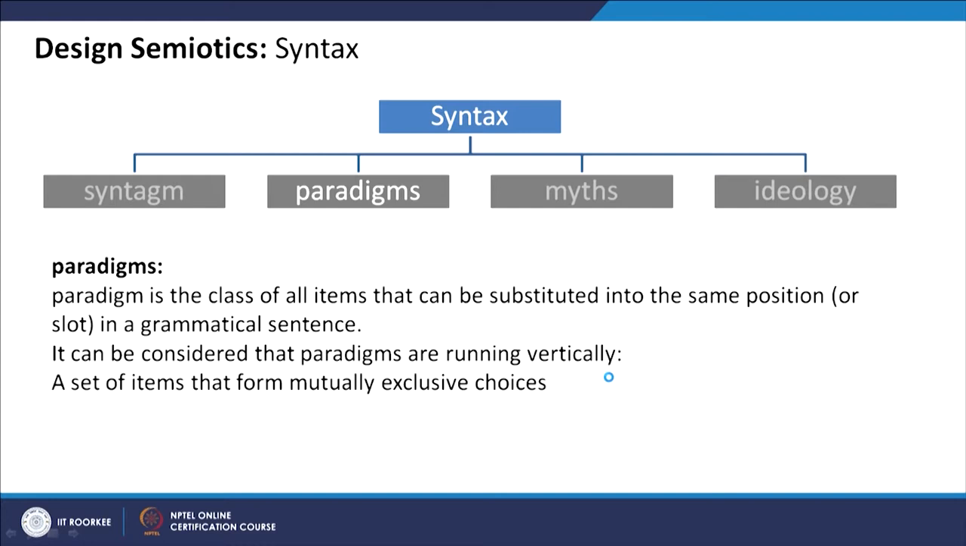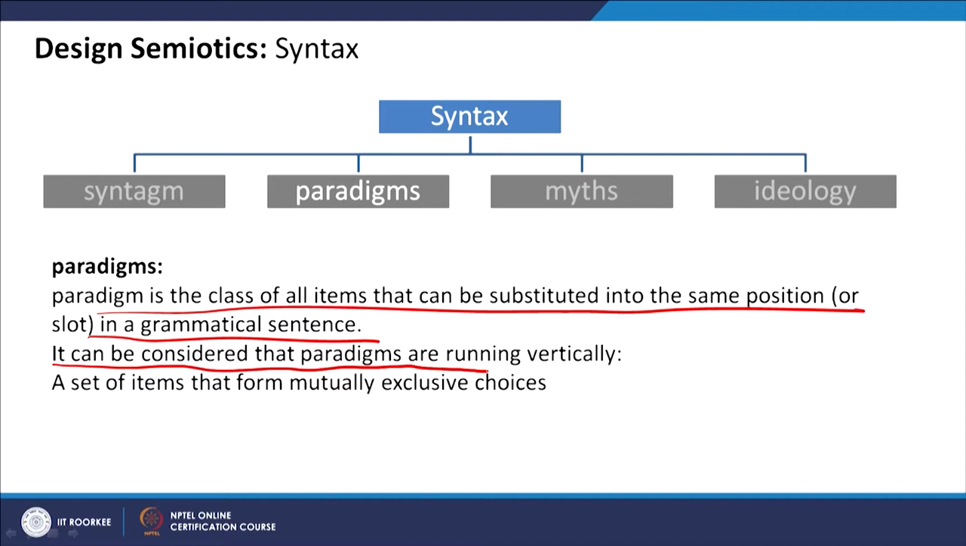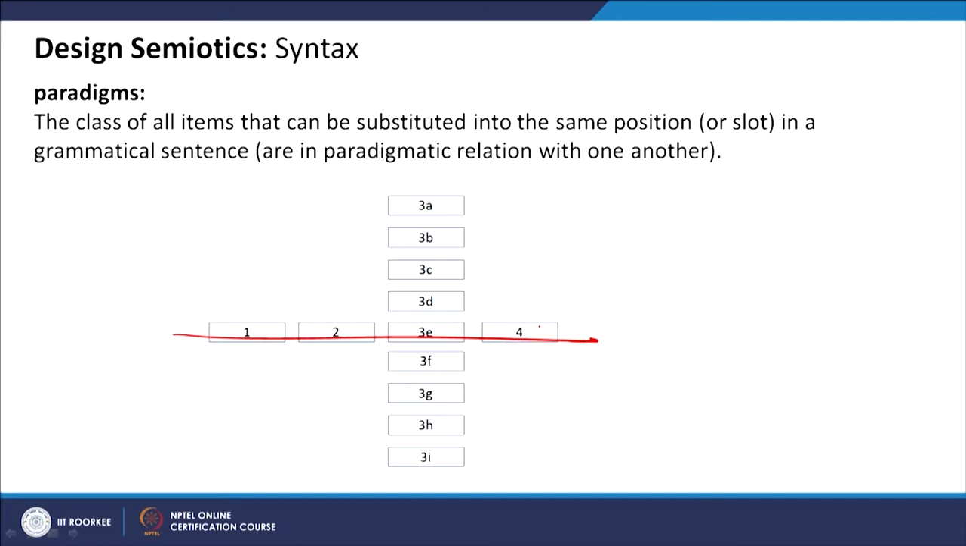Now the next is the paradigm. Paradigm is the class of all items that can be substituted into the same position or slot in a grammatical sentence. So it can be considered that paradigms are running vertically, a set of items that form mutually exclusive choices. For example, if there is a system, which is a syntagm, and maybe option 3 can be replaced by many other things, that creates a paradigm, which can be interchangeably replaced. So that gives the multivariate options in design. So maybe in this page, instead of that page, if you put something else, the holistic meaning does not change.